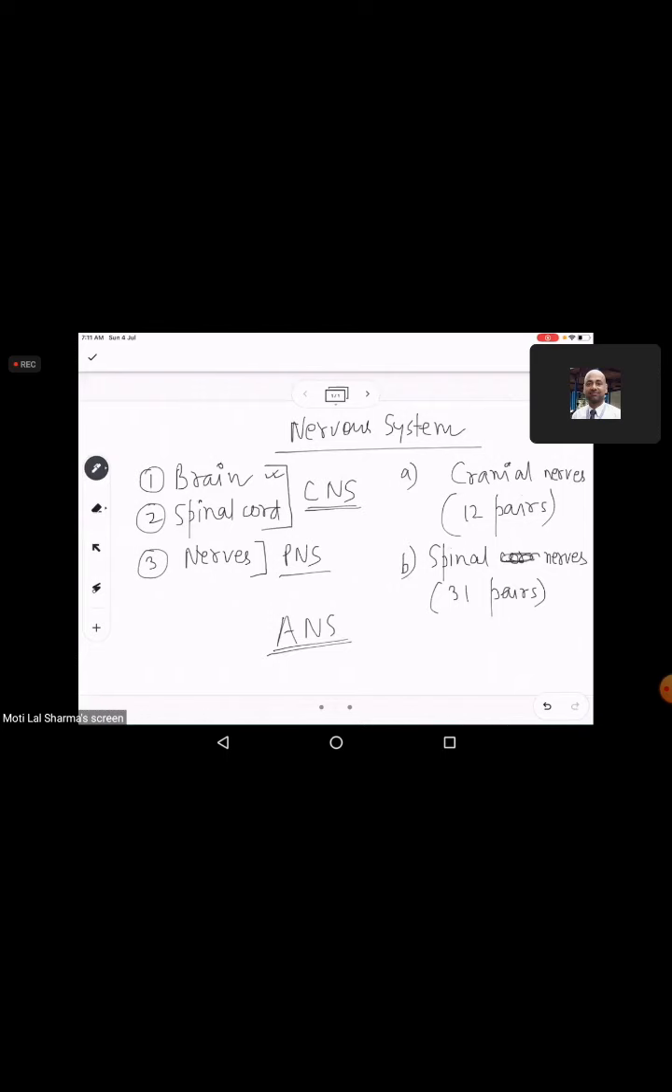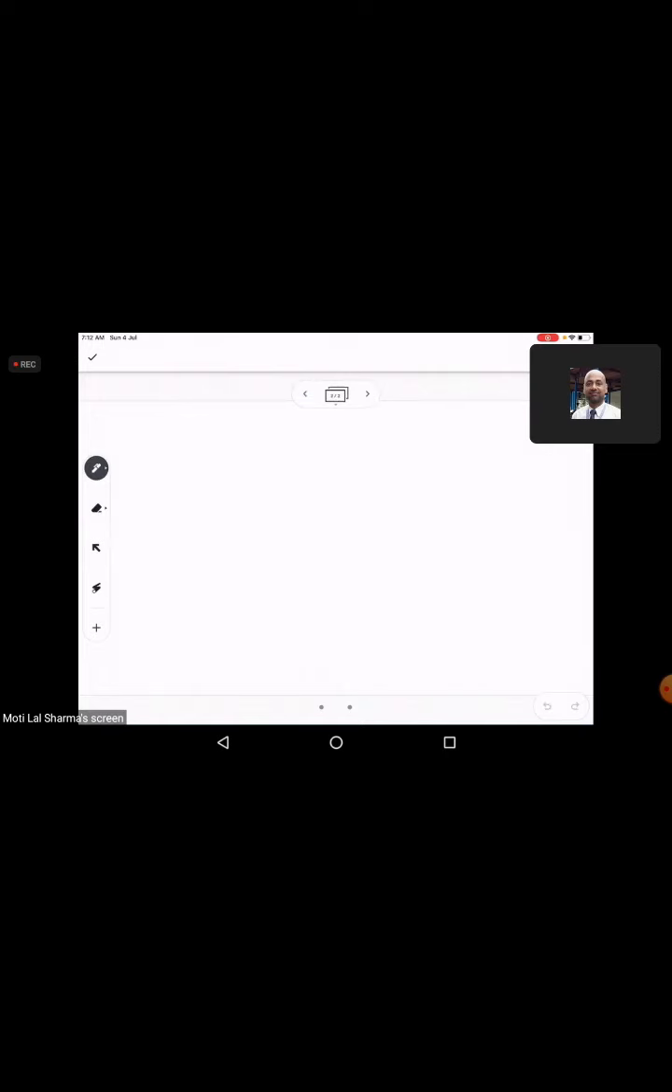But I still speak about all these three that I have written on board: central nervous system, peripheral nervous system, and autonomic nervous system. And nerves, I have told you, based on origin, are of two kinds: originating from brain, cranial nerves, 12 pairs, and from spinal cord, spinal nerves, 31 pairs in number. So I shall start with autonomic nervous system. I shall not speak much.